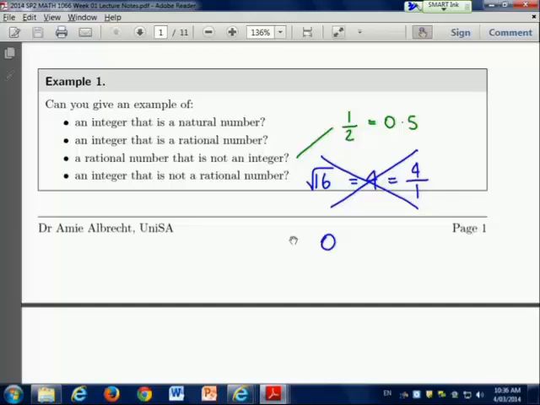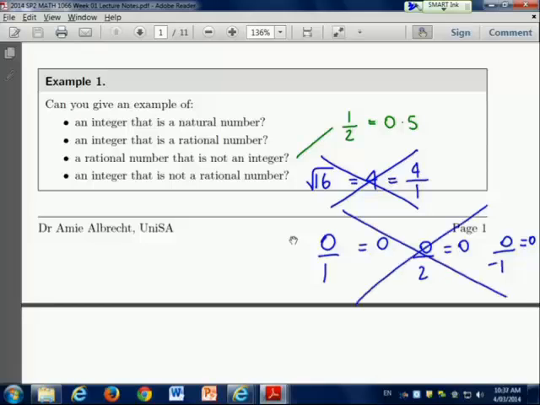Can I write 0? 0 is an integer. Can I write 0 as a rational number? Can I write it as a fraction? I can write 0 as a fraction in an infinite number of ways. 0 on 1 is 0. 0 on 2 is 0. 0 on negative 1 is 0. 0 on any integer, as long as it's not 0, is 0. So this is a non-example too, but it's a really good thing to point out right now.